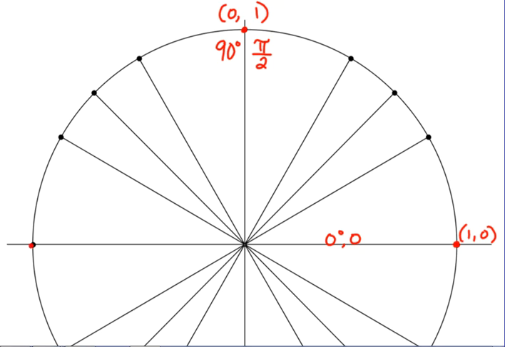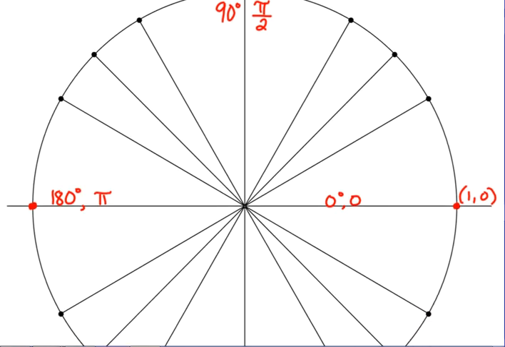On the negative x-axis, this point is 180 degrees, which is also known as pi radians. And that would be the point -1, 0. The cosine of 180 degrees is -1. The sine of pi is 0.